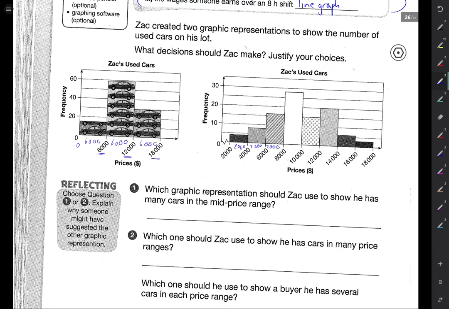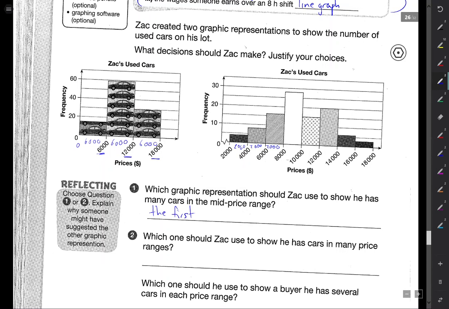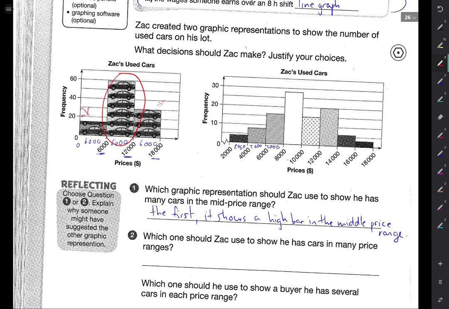So number 1 says, which graphic representation should Zach use to show he has many cars in the mid-price range? So if I were Zach and I was just showing how many cars we have in the mid-price range, I would go with the first graph. And the reason for that is because it shows a high bar in the middle price range. And the bar I am talking about is the one right over here. We would have the lower price range over here and the higher one over here. So right in the middle, you can see that that bar is the highest. Therefore, he has many cars in the mid-price range.